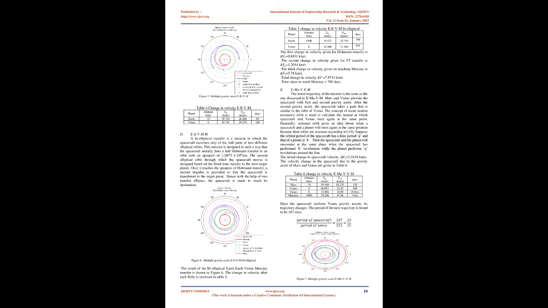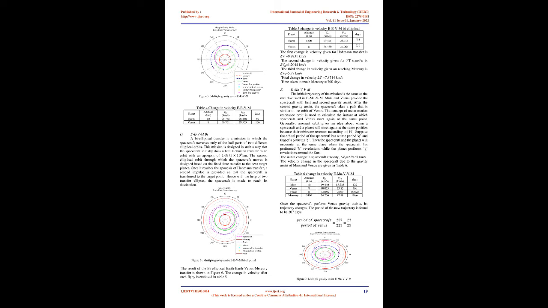Figure 3, Multiple Gravity Assist EVMA-M. The velocity changes in the spacecraft after each flyby are mentioned in Table 1. The total change in velocity required to reach Mercury is less than the Earth-Mercury Hohmann transfer velocity change. Table 2, Design parameters for fixed-time transfer.